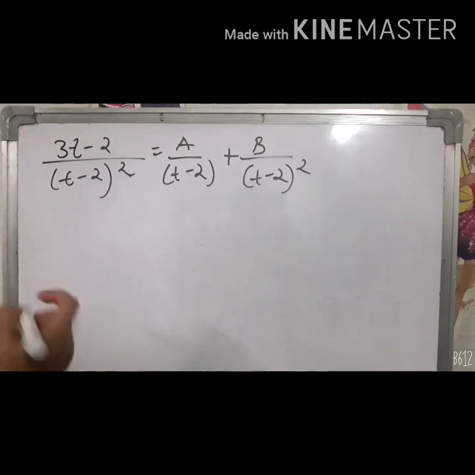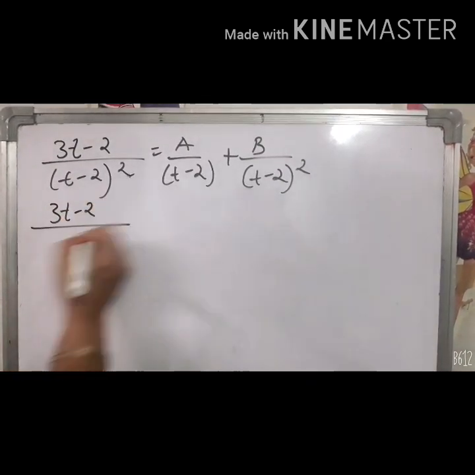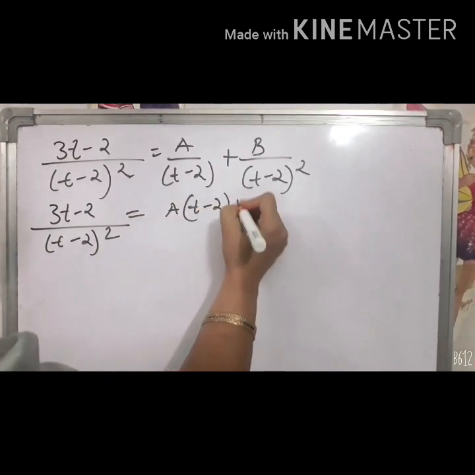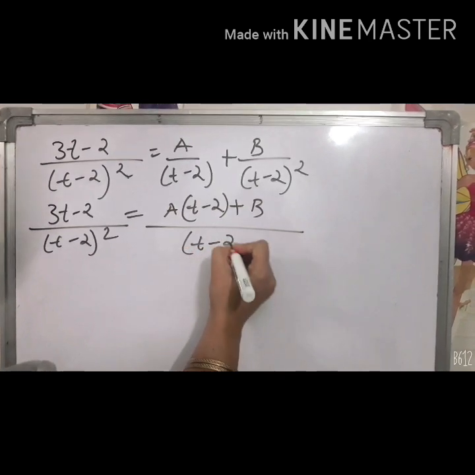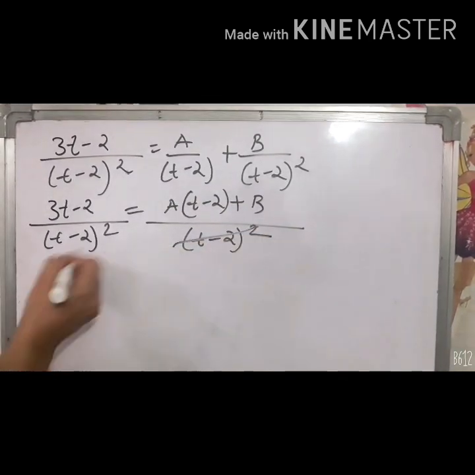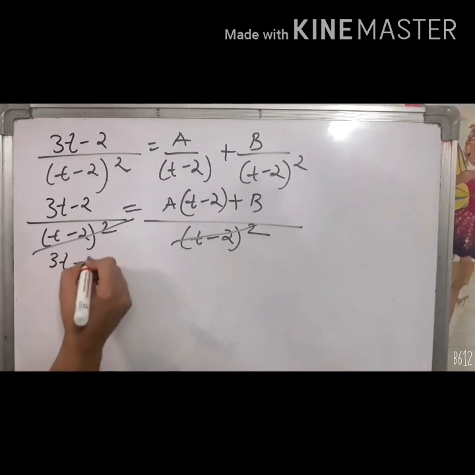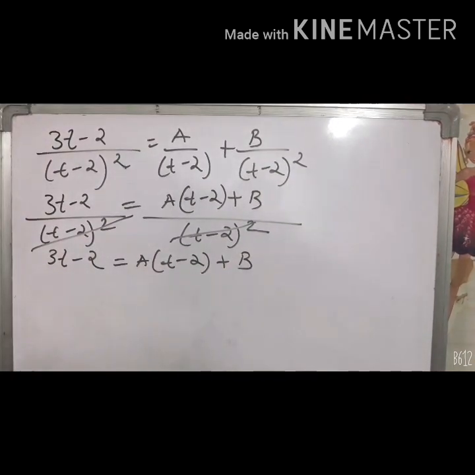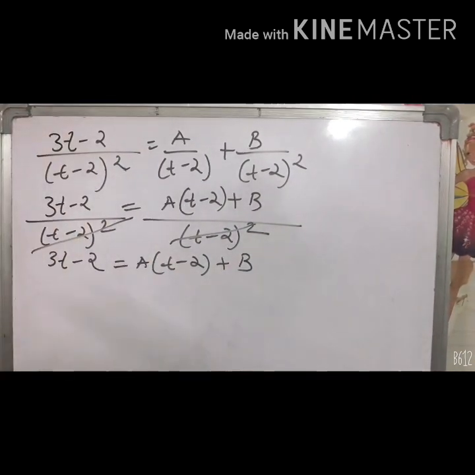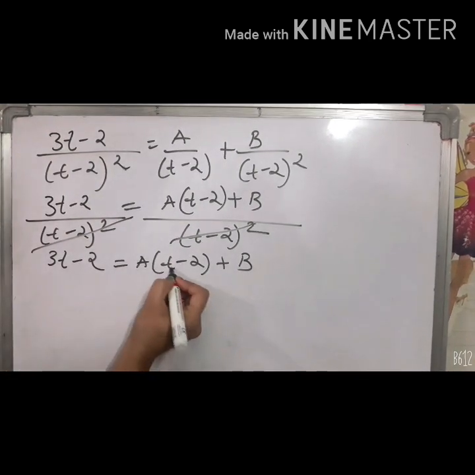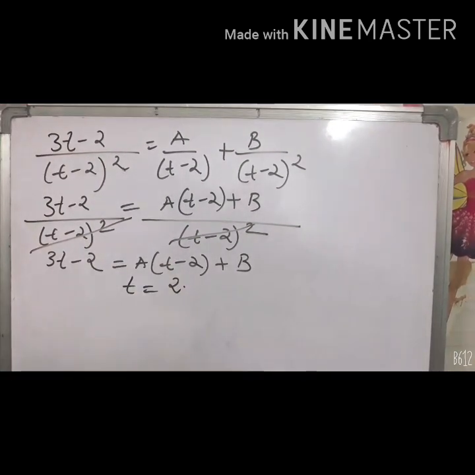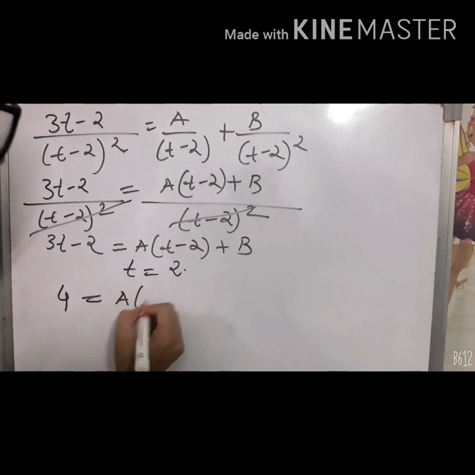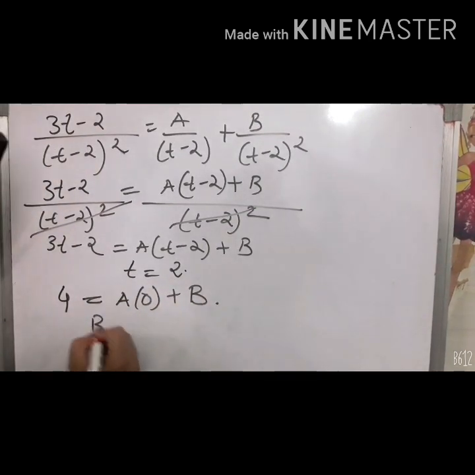Now what we will do, we will take LCM. Simple, what we were doing in the first question. t minus 2 whole square is equal to a into t minus 2 plus b by t minus 2 whole square. Correct? This cancelled. I am remaining with again the numerator part only: a into t minus 2 plus b. Now again, what should I put to make one constant 0? t minus 2, that means I need to put t is equal to 2. 3 2s are 6, 6 minus 2, 4 is equal to a into 0 plus b. I got b is equal to 4.